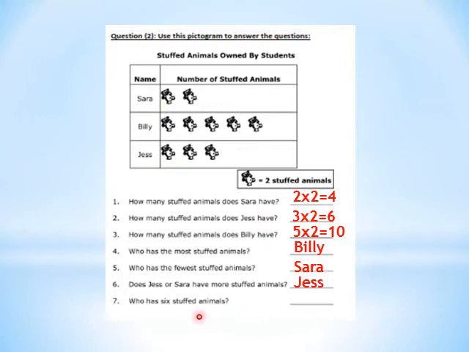Who has 6 stuffed animals? 6 stuffed animals. So 6 stuffed animals means that I have how many teddy bears drawn? 3. Yes. Who has 3? 1, 2, 3. It's Jess. Jess has 1, 2, 3, which is 3 times 2, which is 6 stuffed animals.